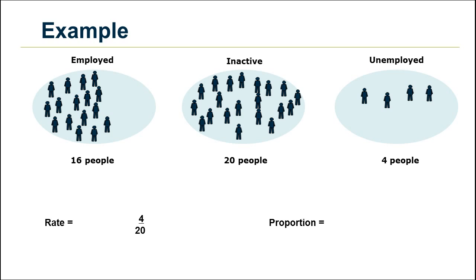So the rate now is 4 divided by 20, which gives us a rate of 20%, up from 16.7%, while the proportion remains the same, as 4 divided by 40 is 10%. So while the number of people unemployed remains the same, the unemployment rate has increased. And this is because the available workforce overall has actually decreased. So the percentage of people unemployed is higher in relation to the workforce.